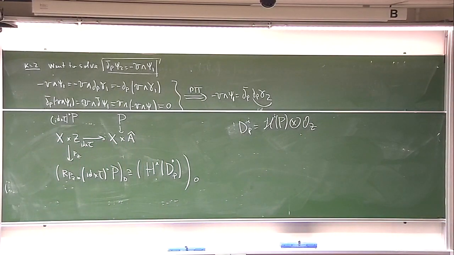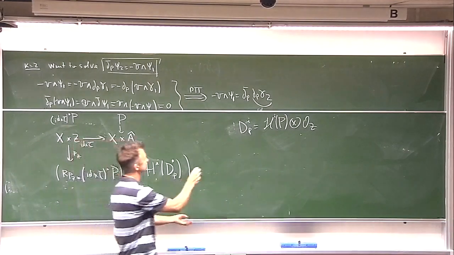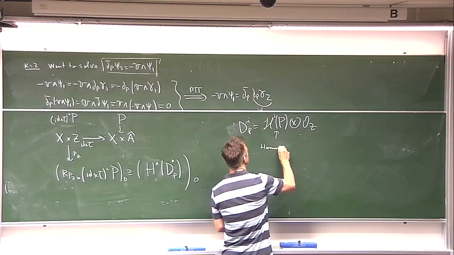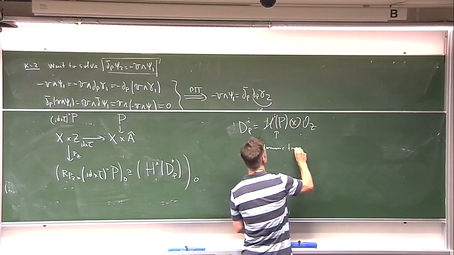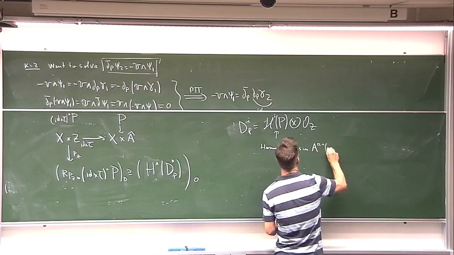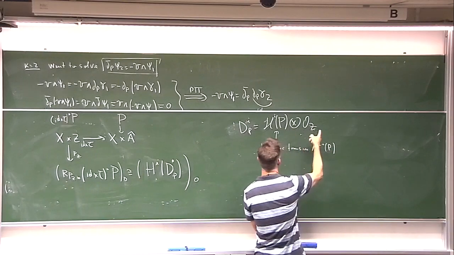This should be the harmonic forms in A0 I of P. So this symbol denotes harmonic forms in A0 I of P. And then I need to tell you what the differential is.